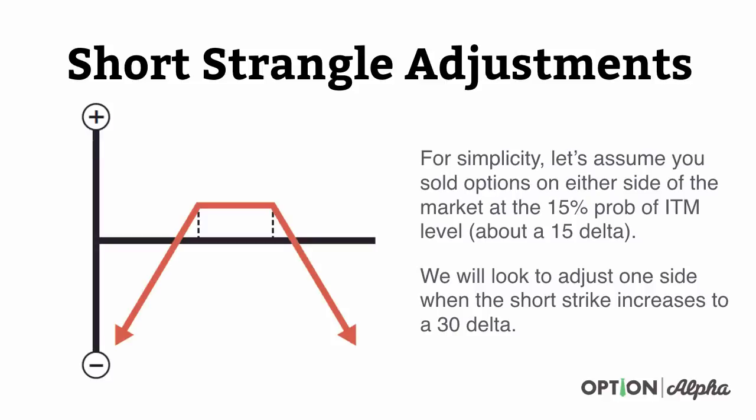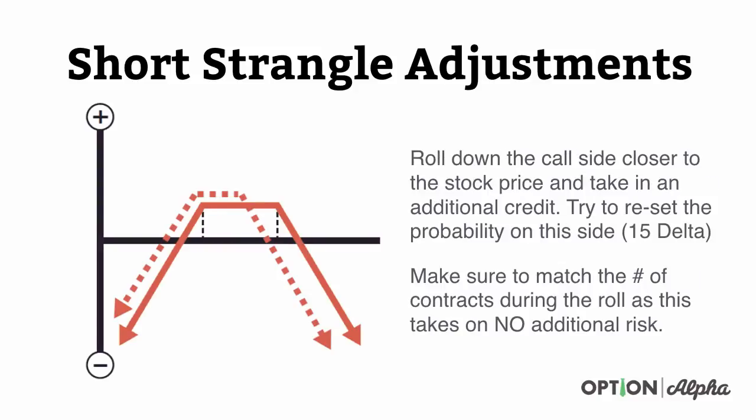For simplicity's sake, let's assume that you sold options on either side of the market at a 15% probability of being in the money. That's about a 15 delta on either end, and this is usually what we do here at Option Alpha anyways. We build all of our strangles to have about a 15 delta on either side for the short strike. So we'll look to adjust one side when the short strike increases to maybe a 30 delta, or a doubling of risk.